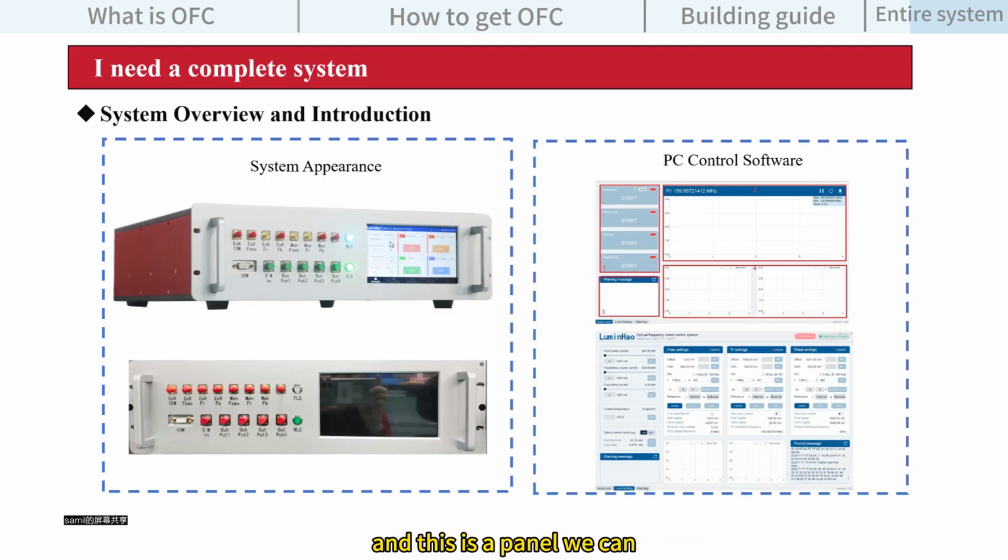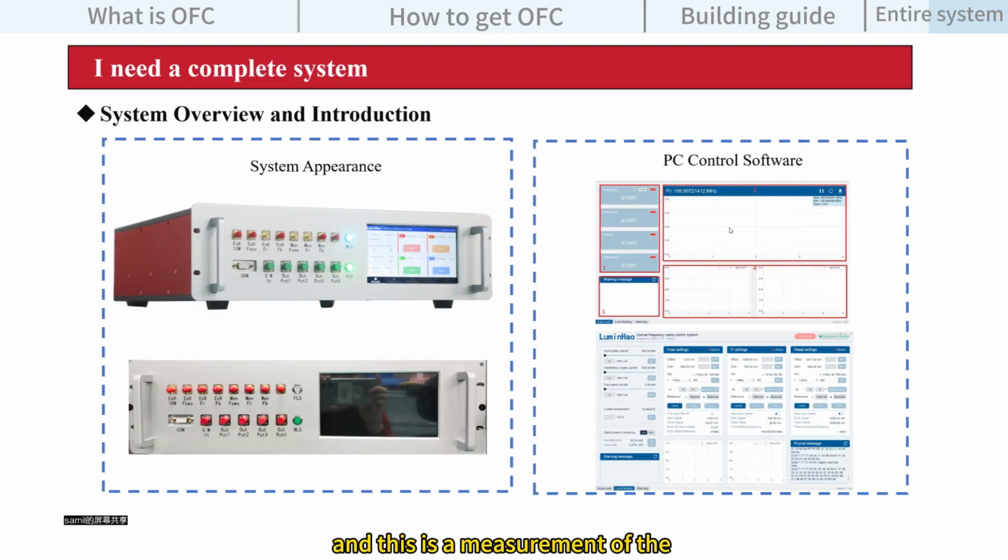And this is a panel with which we can very quickly lock the repetition frequency. You can see this is the auto lock. With only one key you can lock all the frequencies. And we also offer PC control software. You can see this has 4 auto lock buttons, which auto lock the Q frequency, auto lock the FCO frequency, auto lock the repetition frequency, and auto lock the beat frequency.